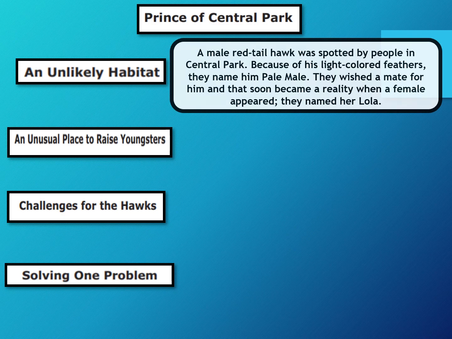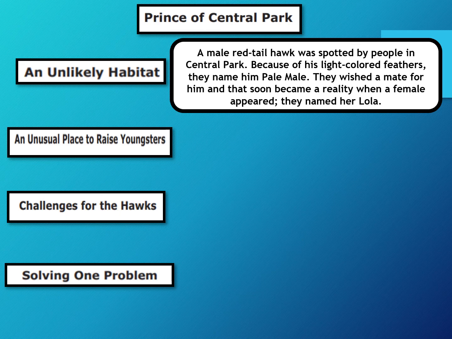So, An Unlikely Habitat: a male red-tailed hawk was spotted by people in Central Park because of his light-colored feathers. So, see, I was right about that. They named him Pale Male. They wished a mate for him, and that soon became a reality when a female appeared. The folks called her Lola.